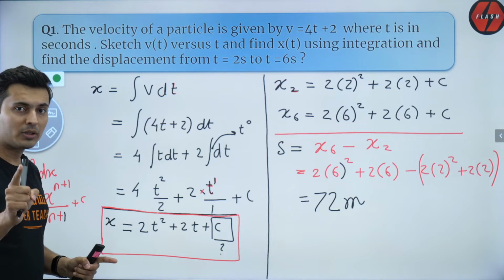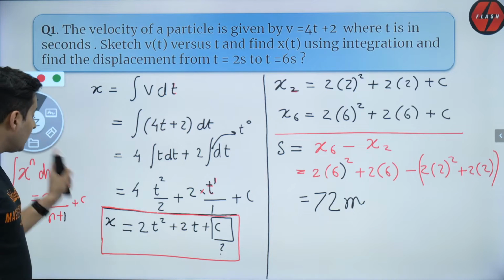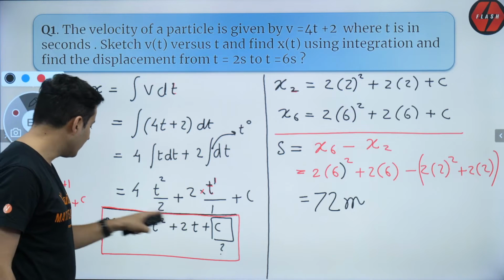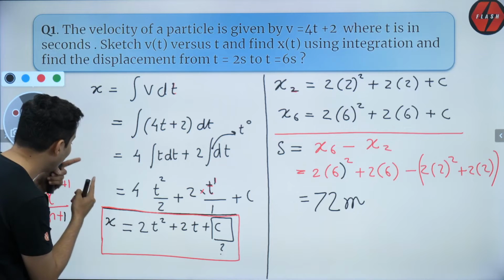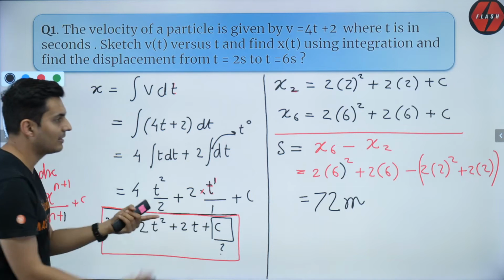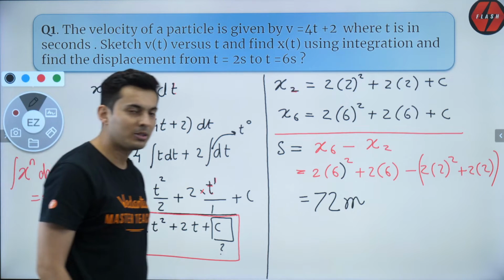So the interesting part about this problem, guys, was that even though you do not know the value of c in this function, you could find the change in x, because the moment you find the change in x, this constant gets cancelled out. So that was the interesting part about this problem.